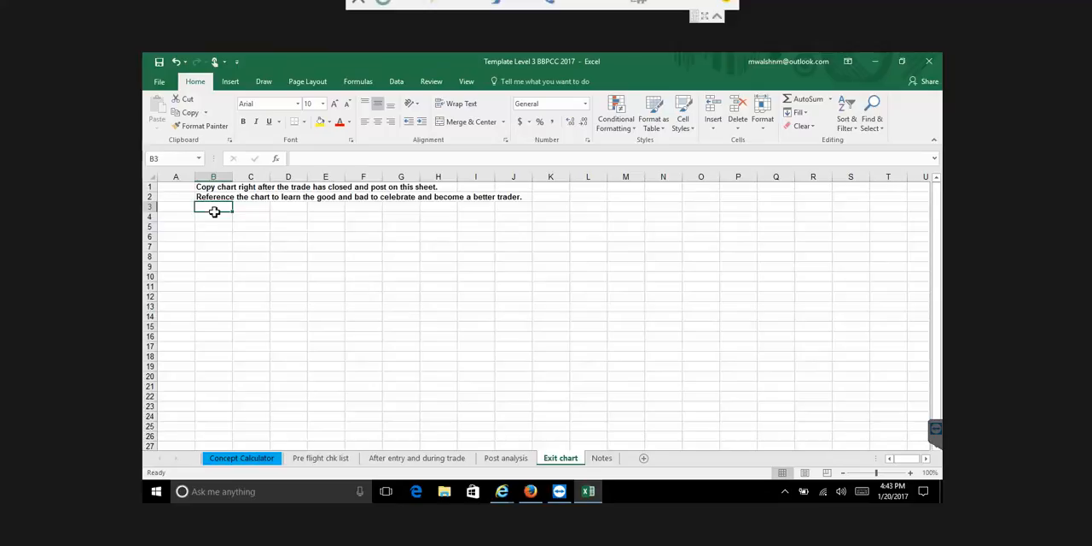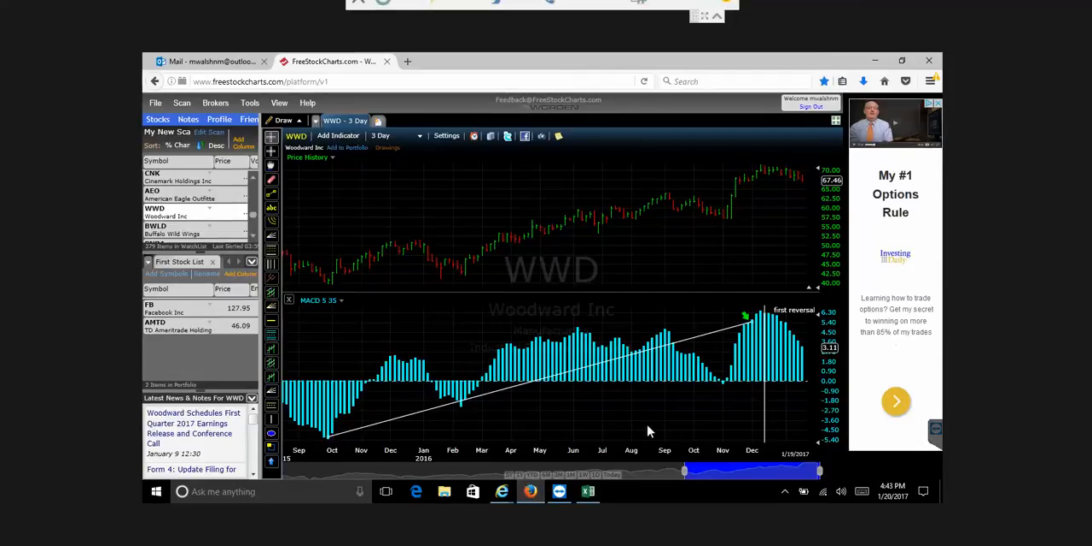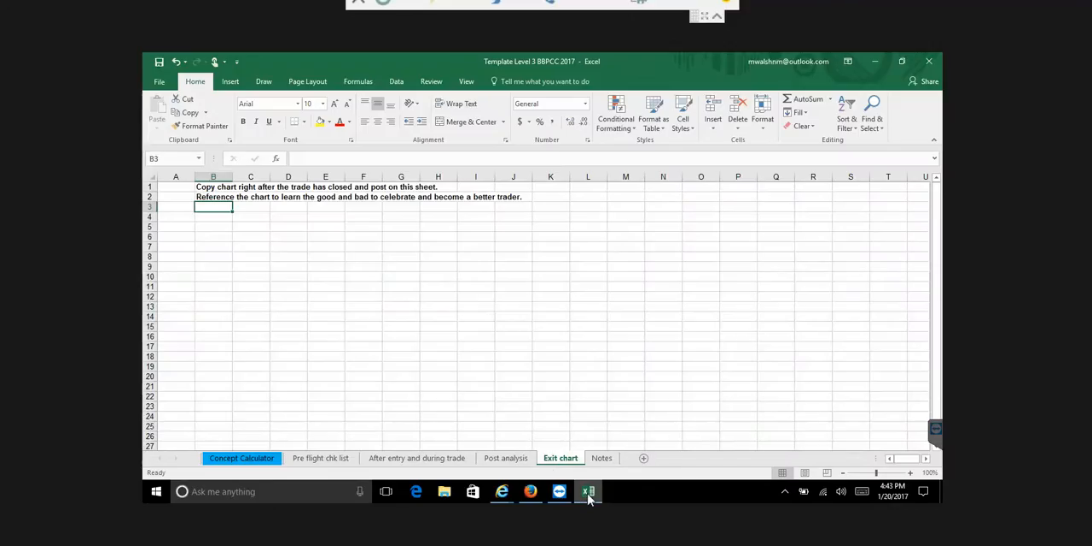This is where I would post at the very end of the trade when it's done and over. I would basically take a picture of the chart and copy it right here. That way, if it's December 2017 and I'm wondering what the heck happened with that trade I did on Woodward, I could see my progress. What was I thinking? All these notes, I would copy this entire chart and paste it right here. And that gives you everything.